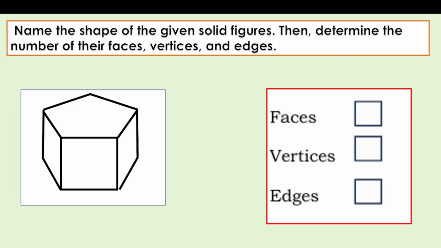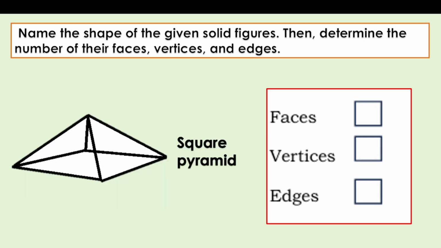Next, pentagonal prism. Number of faces, 7. Number of vertices, 10. Number of edges, 15. Square pyramid. Number of faces, 5. Number of vertices, 5. Number of edges, 8.